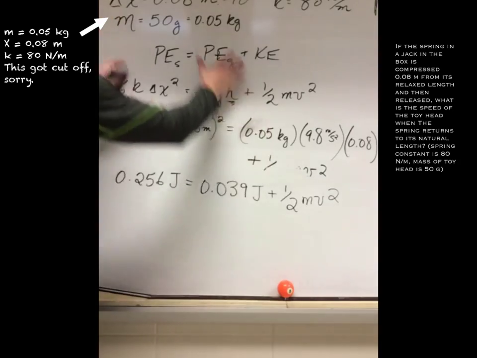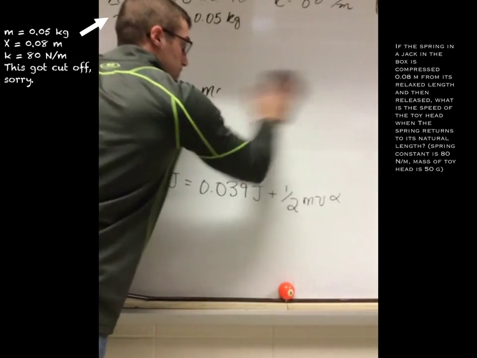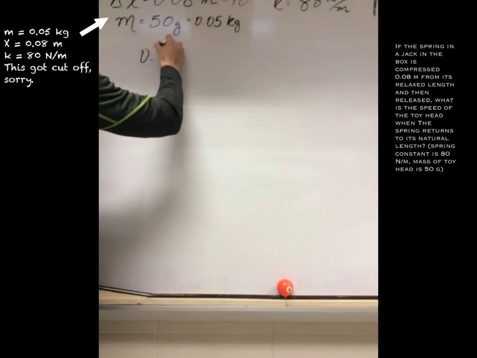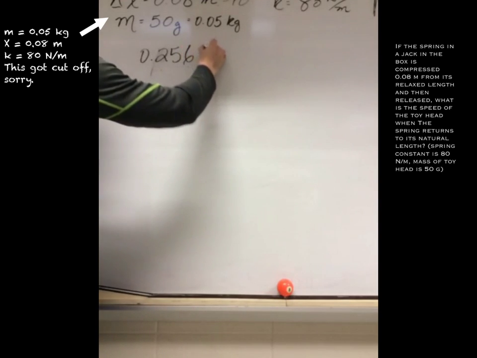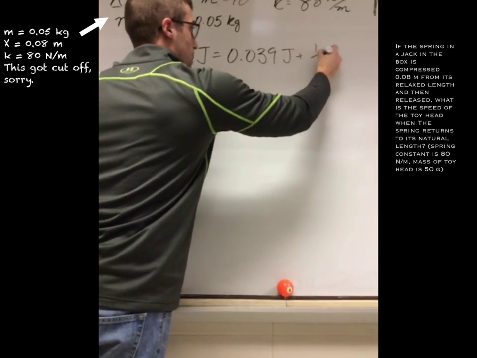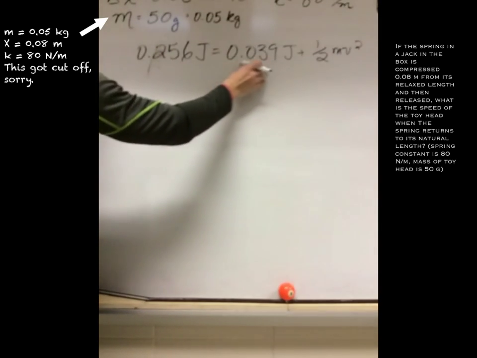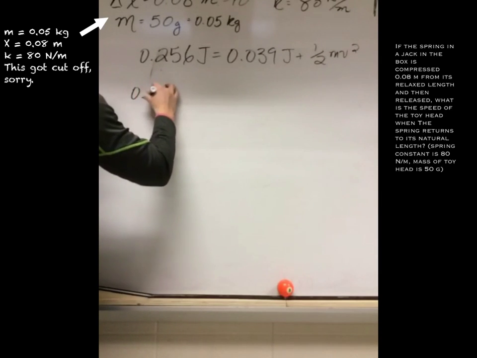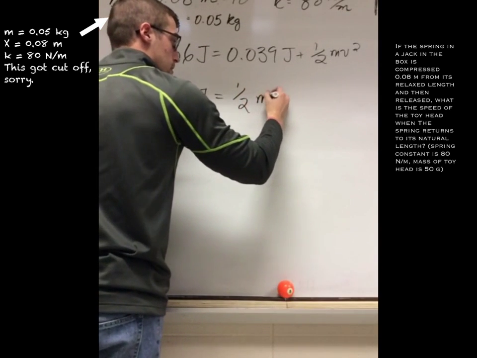So now I'm going to erase this stuff up here, and we're going to solve for our velocity. We have 0.256 joules equal to 0.039 joules plus 1/2 mv squared. So now we just subtract this from this. We subtract our gravitational potential from our elastic potential. So that gives us 0.217 joules is equal to 1/2 mv squared.